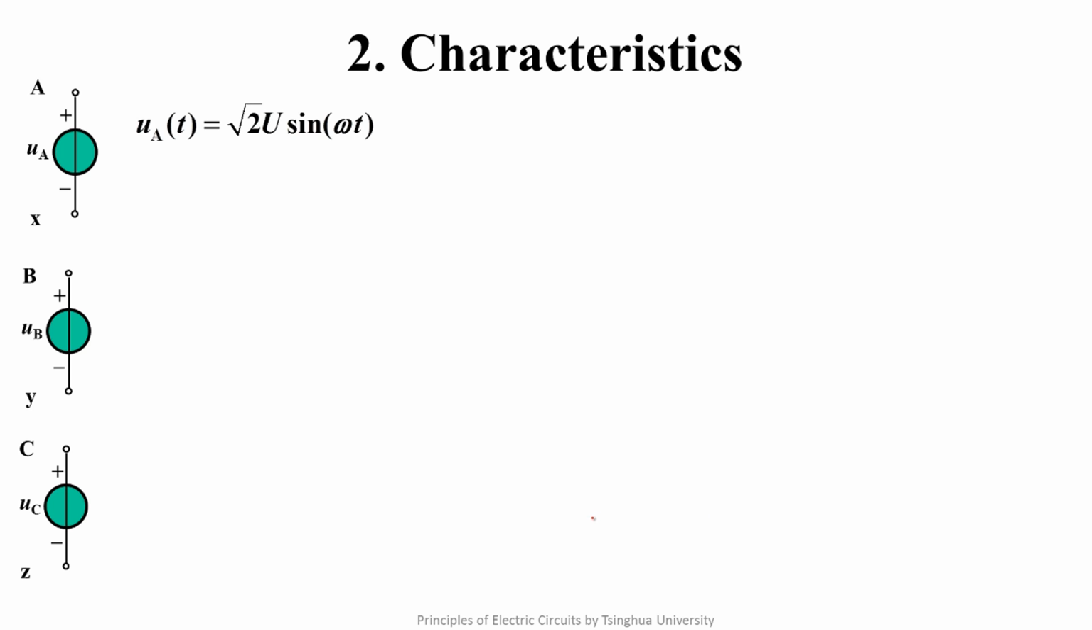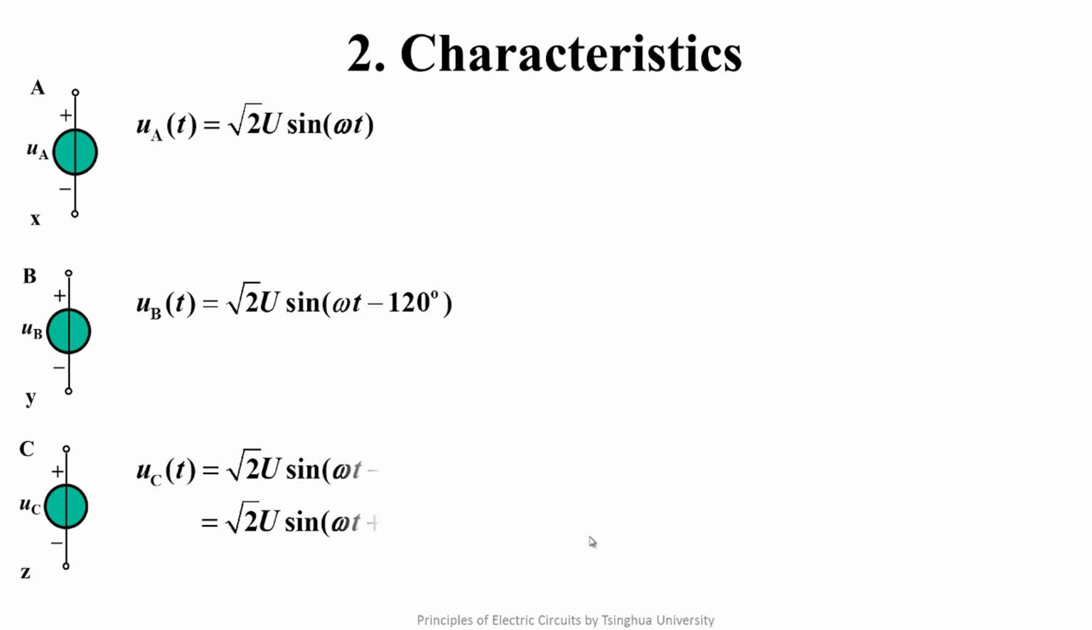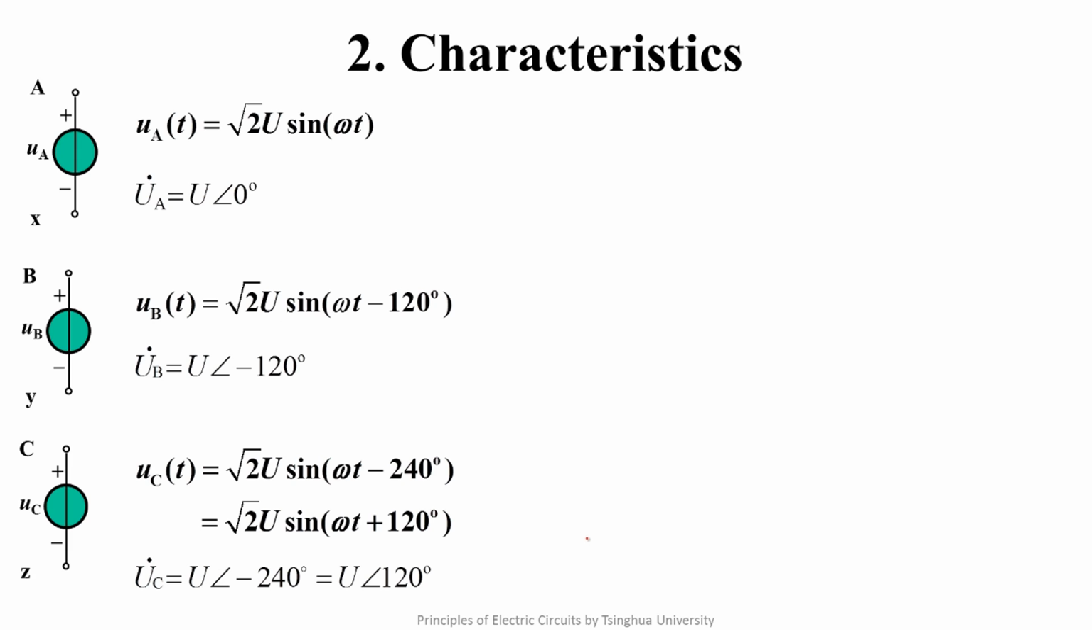Because B lags A by 120 degrees in space, UB lags UA by 120 degrees in phase. C lags B by 120 degrees in space, so UC lags UB by 120 degrees in phase. One cycle is 360 degrees, so UC leads UA by 120 degrees. These are the time domain expressions. Their corresponding phasors are like this. Let's draw the phasor graph.